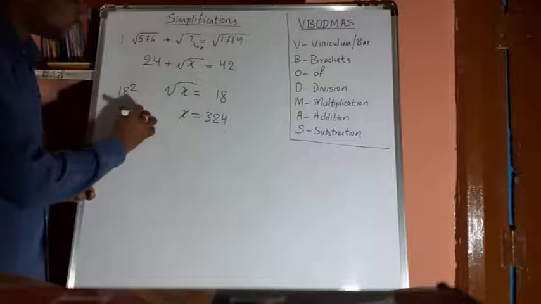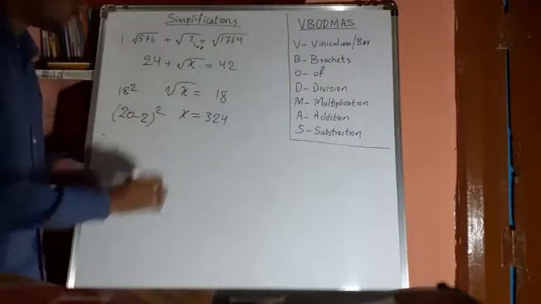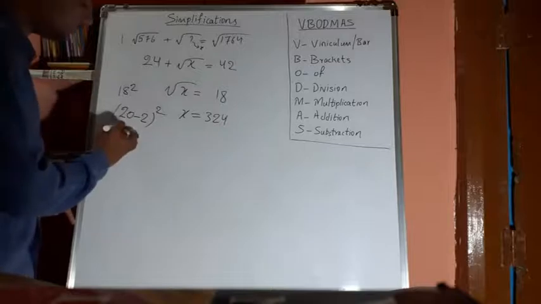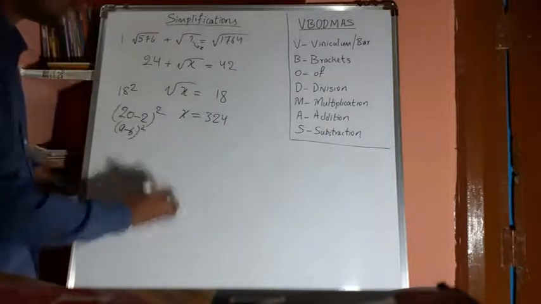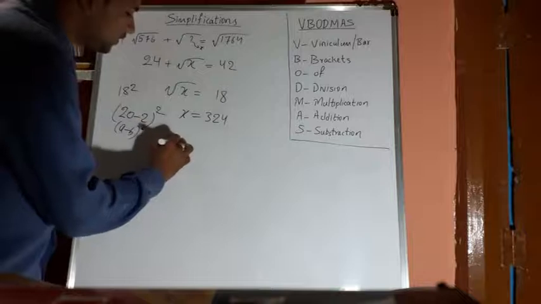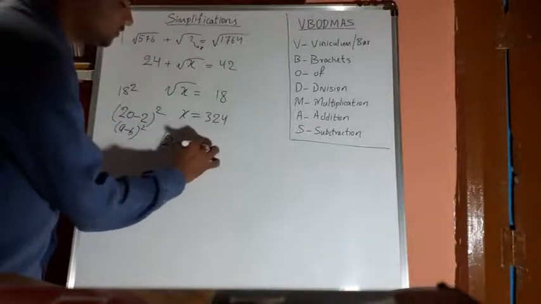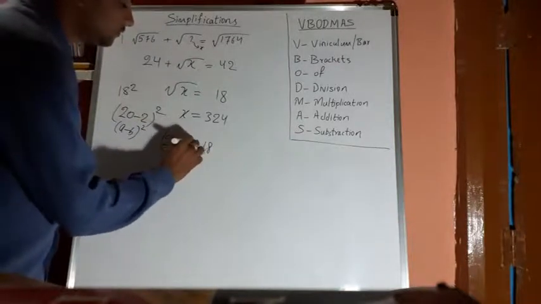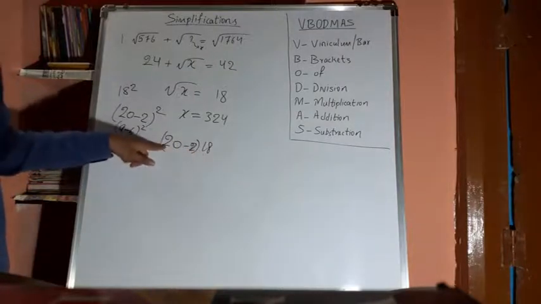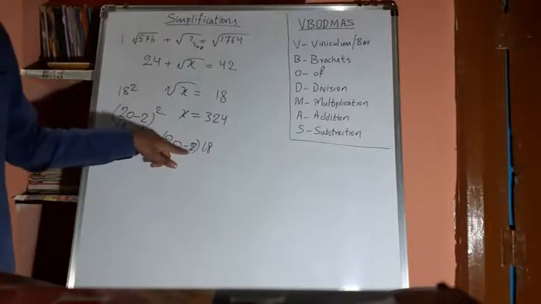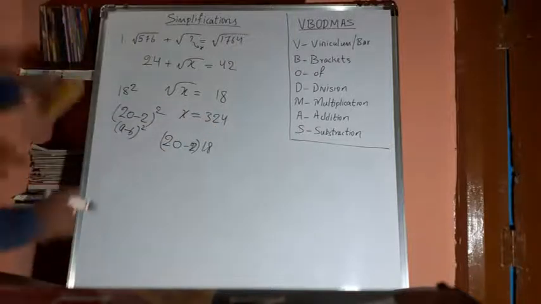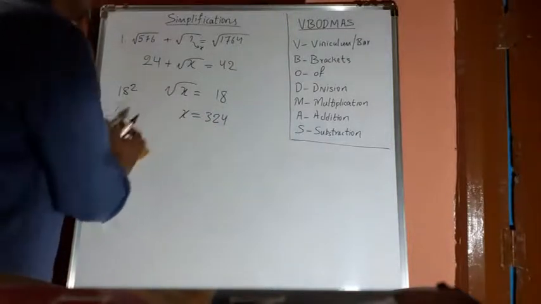See, there is an easy way to do it. 20 minus 2 whole square. Either you use the identity (a minus b) whole square, right? It is in this fashion: (a minus b) whole square is a square plus b square minus 2ab. Or you can do it like this also: 20 minus 2 into 18. How much is it? 18 into 2 is 36, so 360. 360 minus 36. Again you get 324. Understood, friends?